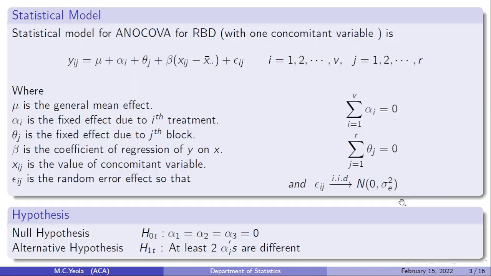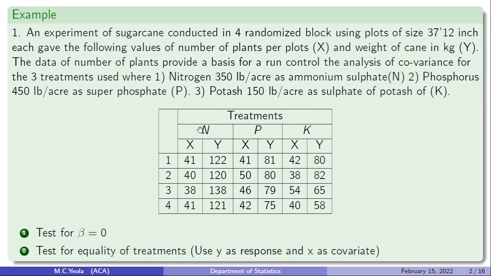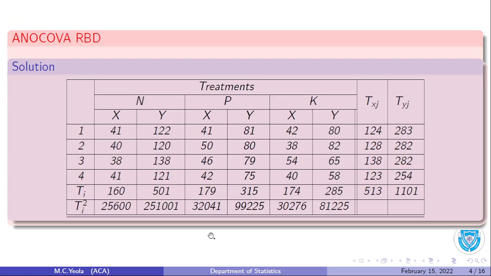So we test the null hypothesis H0T, that is alpha 1 equal to alpha 2 equal to alpha 3 equal to 0, against H1T, that is at least two alphas are different. How are there 3 treatments? N, P, K are the treatments here. So we have 3 treatments, and each has 4 observations, meaning 4 blocks or 4 replications.